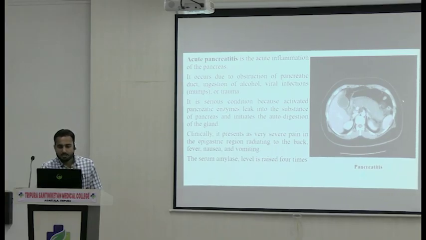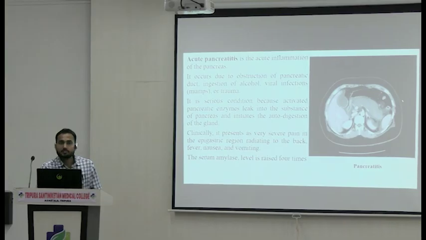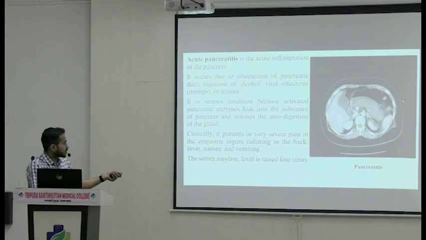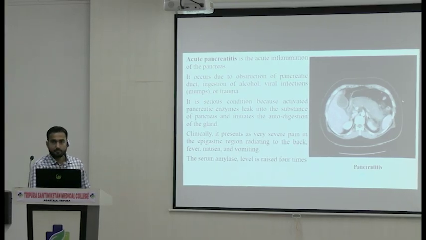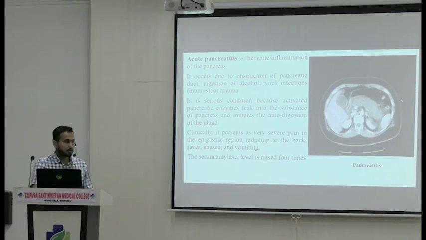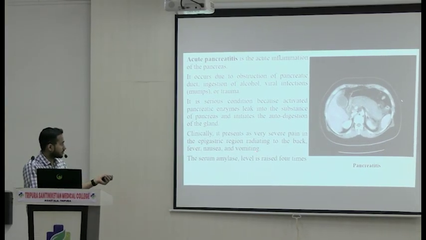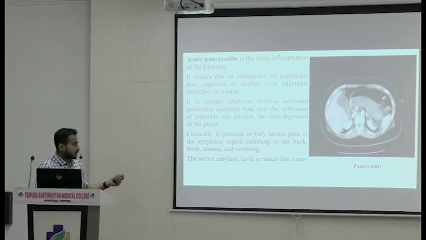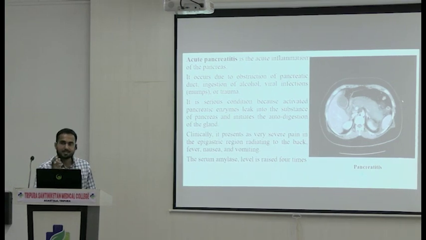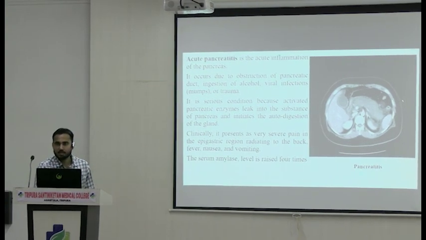Now, clinically, it presents with severe pain. Where will the pain be felt? In the epigastric region, radiating towards the back. First the pain will be felt in the epigastric region, and from there it will radiate towards the back. Along with that, fever, nausea, and vomiting will also be there. When acute pancreatitis is there, if you check the serum amylase level, it will be elevated approximately 3 to 4 times its normal range. This is how acute pancreatitis can be diagnosed.